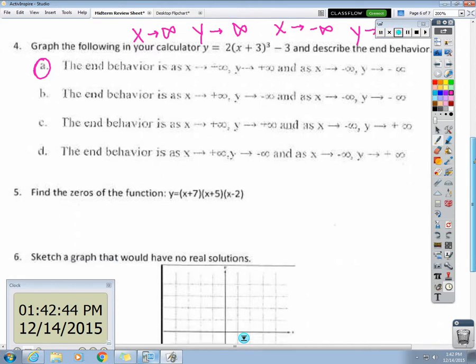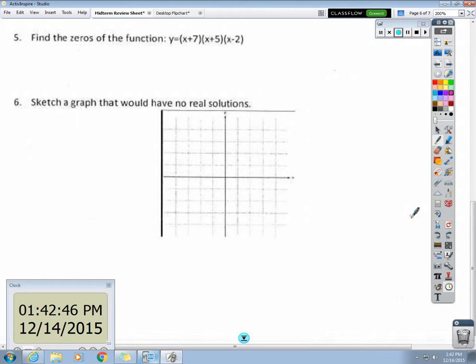Okay, number 5. Find the zeros of the function. Well, currently it's in factored form. So when we write out the zeros, what will happen? The signs will change. So what are our zeros? Okay, and if you're not sure, you could always graph it, and you'll see that it crosses at -7, -5, and 2.